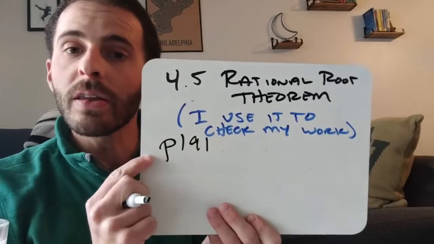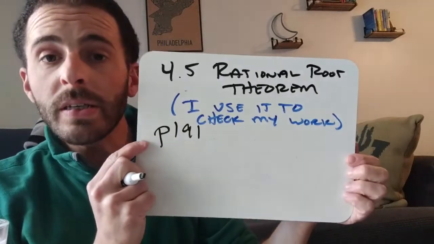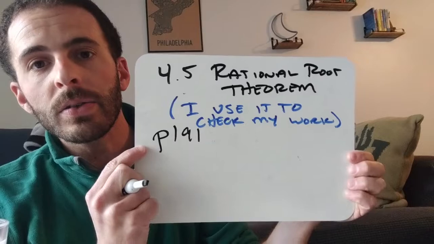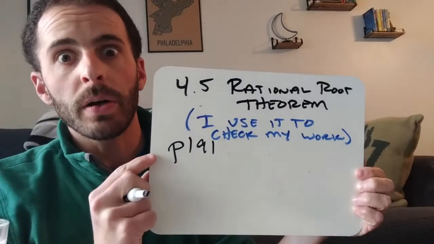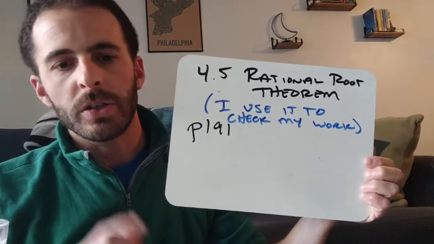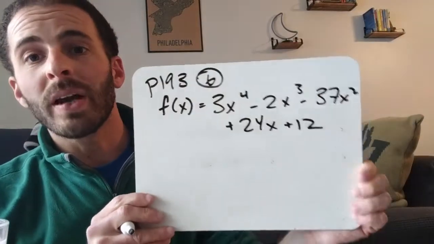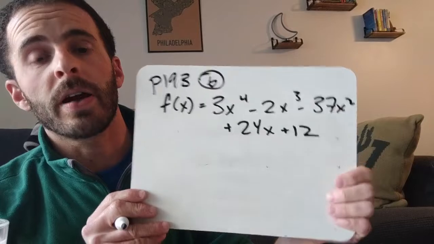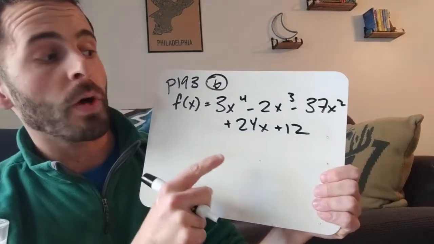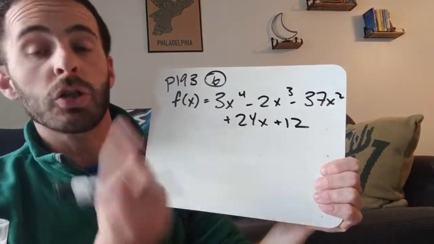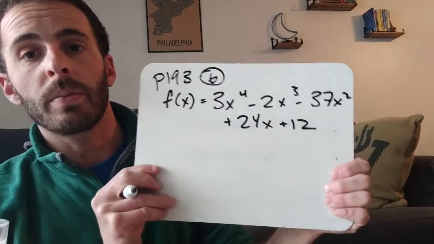I know it's not the best looking thing in the world, and it is super tedious, but I'll show you how I use it, and then later on when we do a huge problem, you'll see how I use it to actually just check my work. All right. As your example, I'm actually going to just skip to page 193, number 6. I'm not following the directions. I'm just using this formula, this equation, to show you what the rational root theorem is.